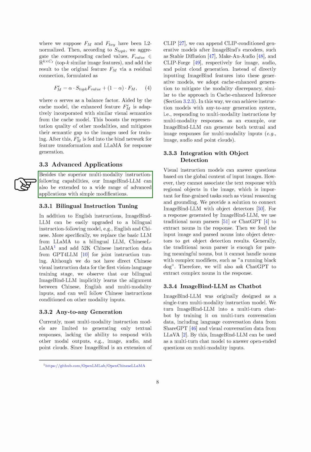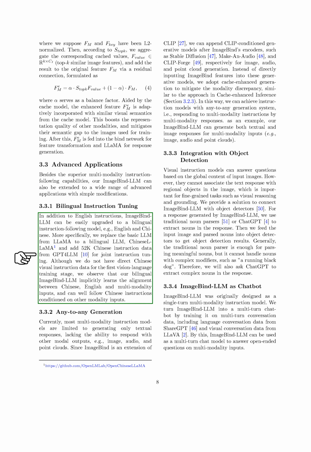Our model can also be extended to other applications with some modifications. For example, it can be upgraded to understand instructions in both English and Chinese. This involves replacing the basic LLaMA model with a bilingual model and adding Chinese instruction data for joint instruction tuning. Even though we don't have Chinese visual instruction data for the first training stage, our bilingual model can still learn the alignment between Chinese, English, and other types of inputs, and can follow Chinese instructions based on other types of inputs.